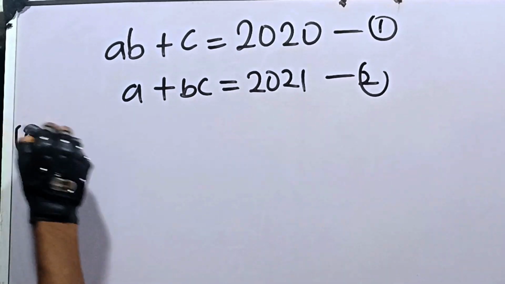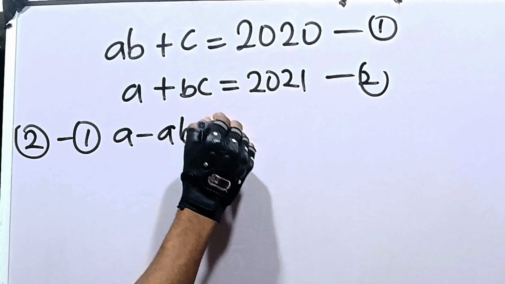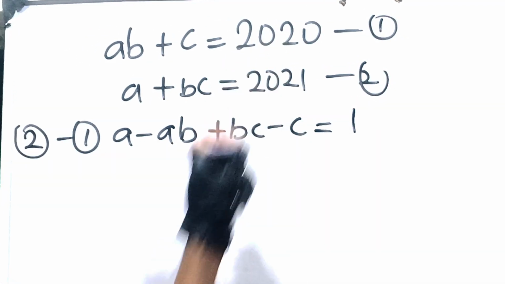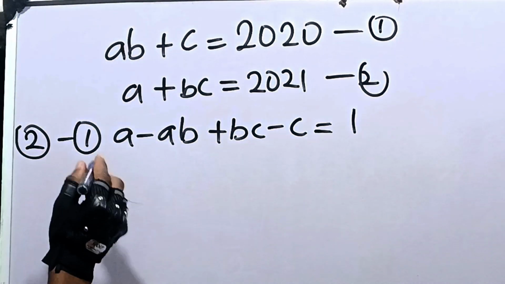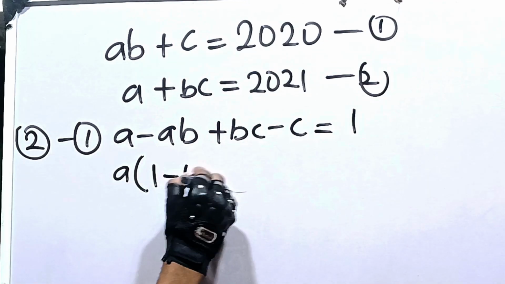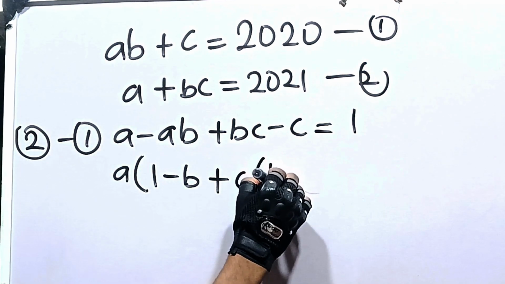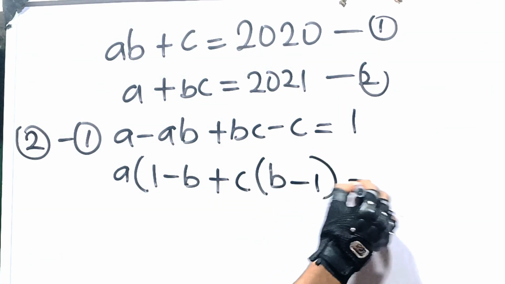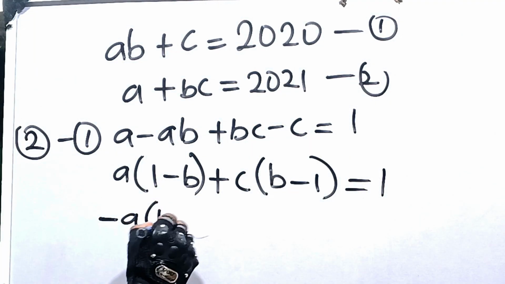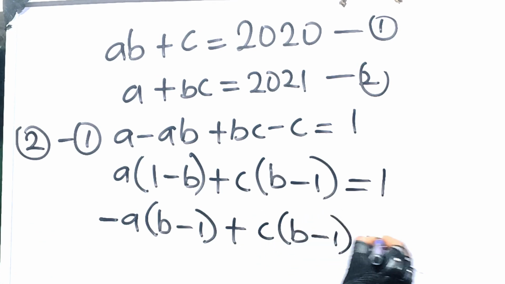So equation 2 minus equation 1 will give us A minus AB plus BC minus C is equal to 1 minus 2020. Moving on from here, we now have A into (1 minus B) plus C into (B minus 1) is equal to 1. You can rearrange this so that we have minus A into (B minus 1) plus C into (B minus 1) is equal to 1.